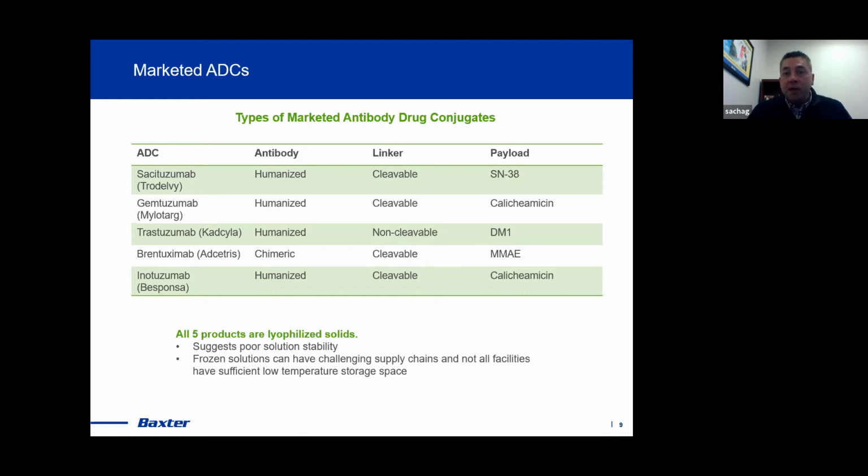Even if you can ship it cold chain and have it remain cold, the facilities that you're shipping to may not be able to have that type of low temperature storage. So in order to get around those incompatibilities with unstable solutions or low temperature storage, we could look at freeze drying them to extend their stability.